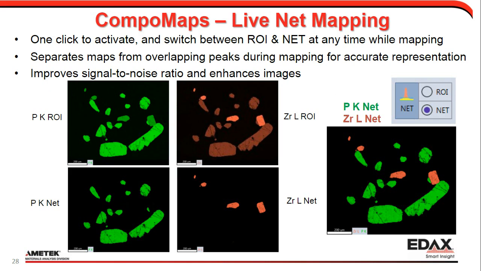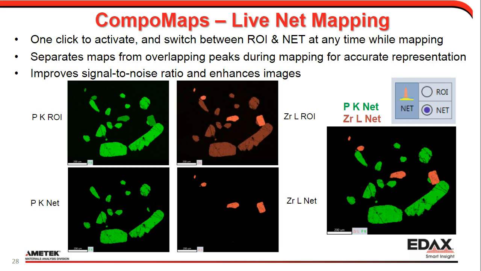Combo Maps is the live map mapping feature. I want to give you a little background information about mapping. The most common map representation is ROI, or region of interest, due to the simplicity of generating images. The idea is for each X-ray line identified, a region of interest is defined. The counts within the given region of interest are summed for each pixel and used to assign a brightness level to the pixel, which is then plotted in the map.